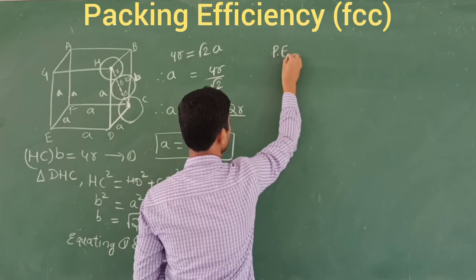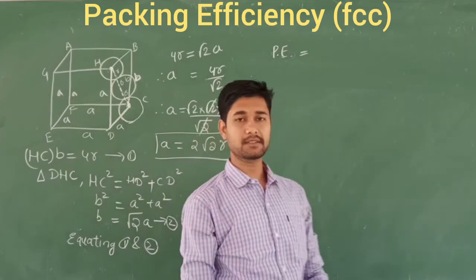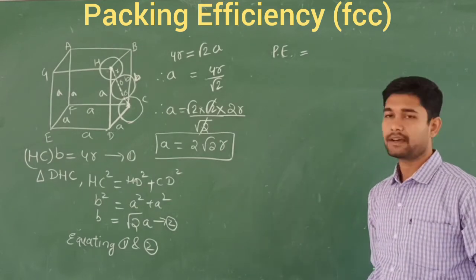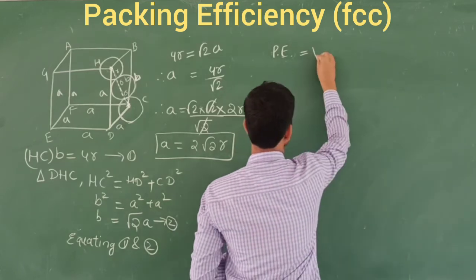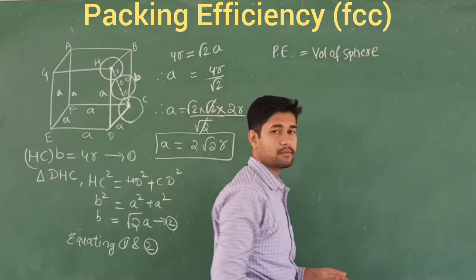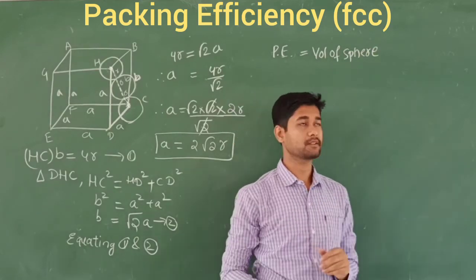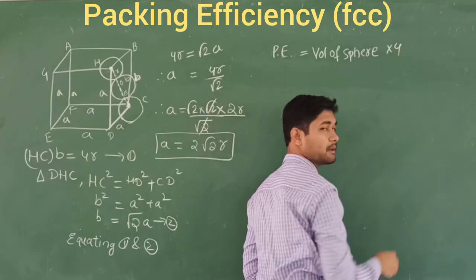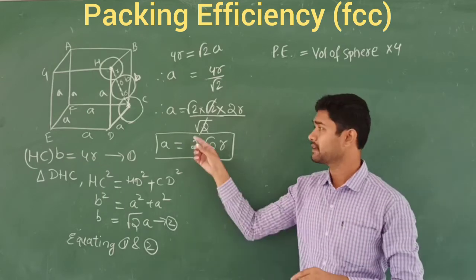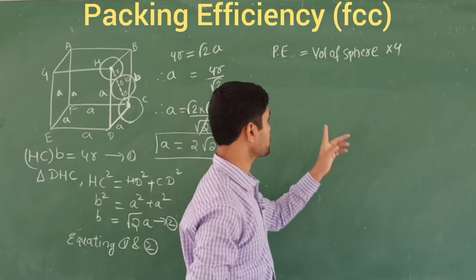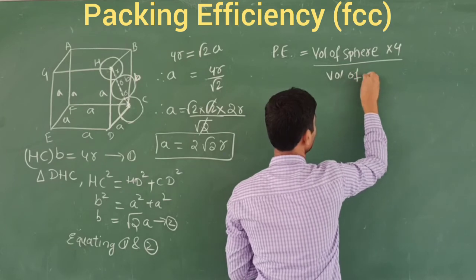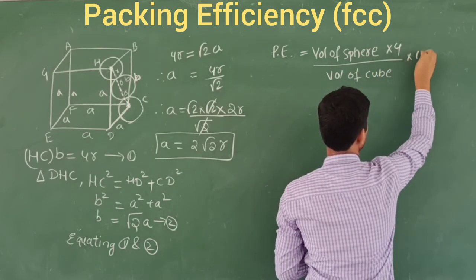Packing efficiency in face-centered cubic is equal to, how many spheres am I going to consider? 4 spheres will be there in packing efficiency. So here the volume of sphere, and in face-centered how many particles will be there? 4 particles will be there. That is why I multiply by 4, because in simple cubic unit cell only one particle is there, in body-centered 2 will be there, and in FCC we obtain 4 particles. That is the volume of sphere into 4 divided by volume of cubic unit cell into 100%.